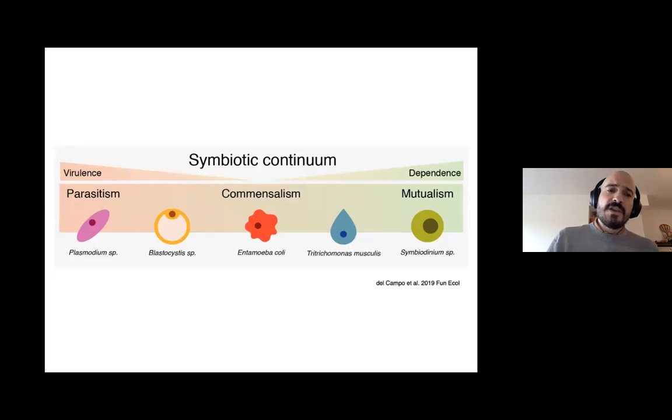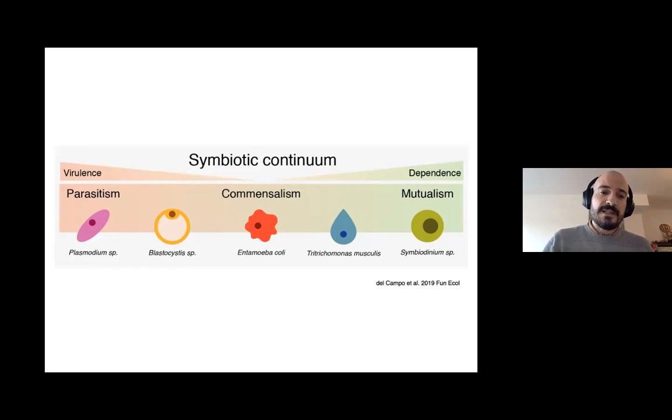So what we have here is what I like to call the symbiotic continuum. We have organisms that are mutualists, organisms that are parasites, organisms that are commensals, and also organisms somewhere in between. This continuum is not static, it is dynamic, and it depends on both the organism itself, so the microeukaryote, and also the conditions of the environment, so the host.